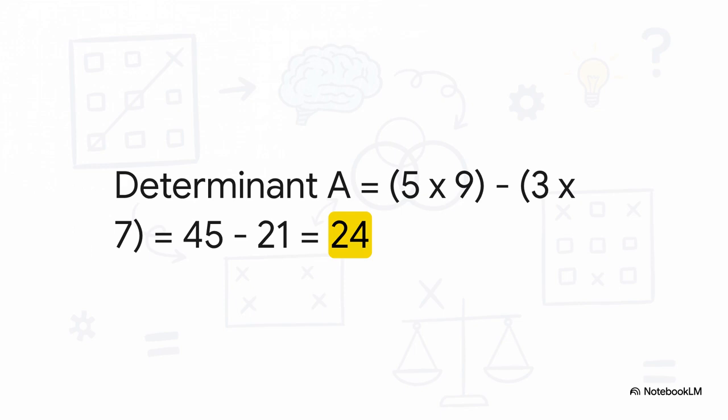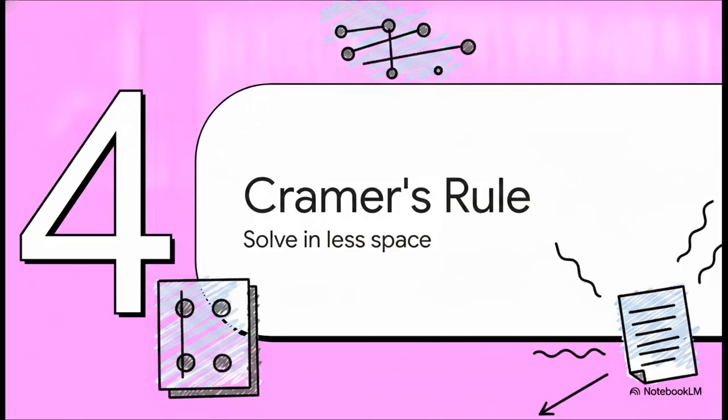Let's actually walk through this first solved example together, shall we? We have determinant A. 5 times 9 is 45. Then we multiply 3 and 7, giving us 21. 45 minus 21 gives us a neat whole number, 24. And look at that. We solved it without needing a single sheet of graph paper. Now for the fun part.